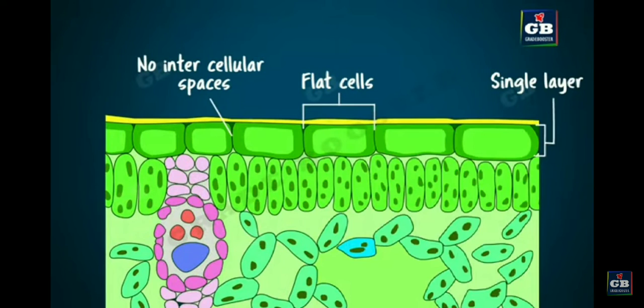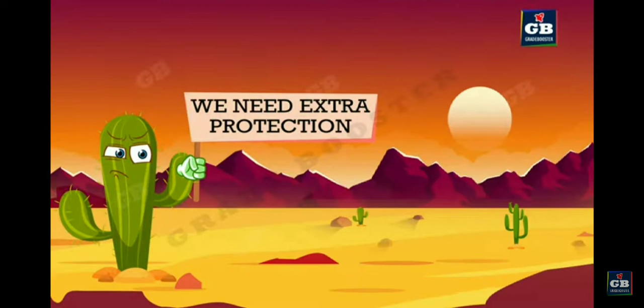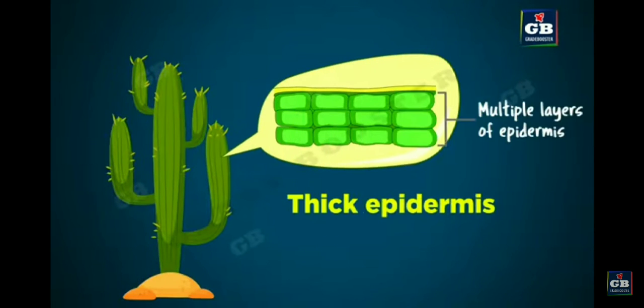In most cases, the epidermis is single layered. It is mostly flat and it forms a continuous layer without any intercellular spaces. Do all plants have the same type of epidermis? No. The plants that need extra protection have a different epidermis. The epidermis of plants living in extremely dry habitats, like cactus, is thicker with multiple layers. This thicker epidermis prevents the loss of water.